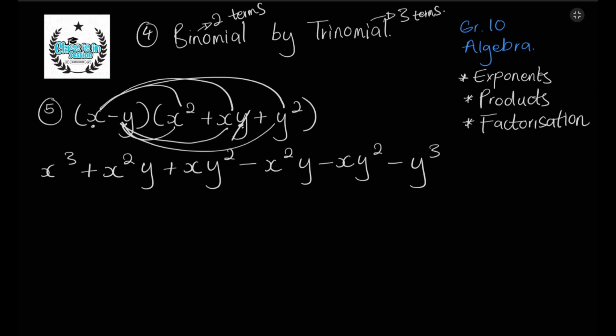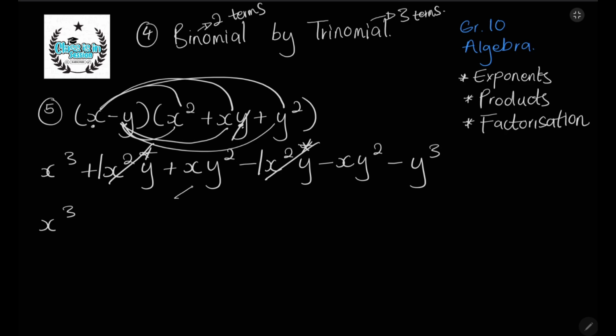Now let's look for like terms. We have x cubed. We write it as it is. It doesn't have a like term. Then x squared y. We also have xy squared. X squared y. Oh, we have like terms. Positive x squared y minus x squared y. This is basically 1 minus 1, which is 0. So these cancel each other out.